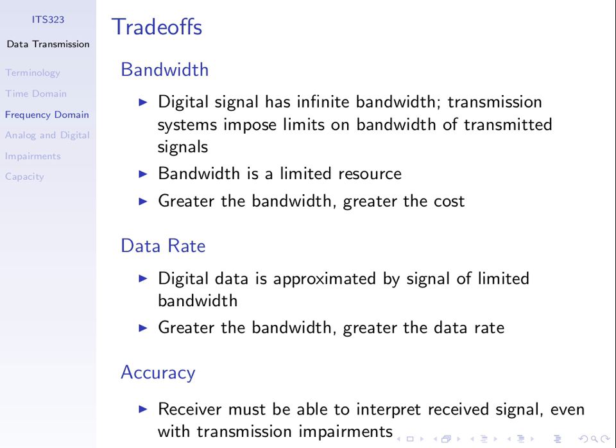I think we've covered this enough last week and a little bit today. Bandwidth is a limited resource, therefore the greater that we use, the greater cost involved in general. The greater the bandwidth, the greater the data rate we can achieve. We want to get high data rate, we want a low bandwidth. And although it's not said here, the greater the bandwidth, the greater the accuracy of the signal and less chance of errors. We're going to talk about what are transmission impairments shortly.